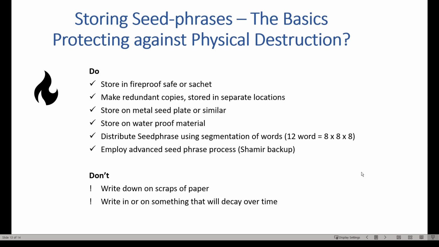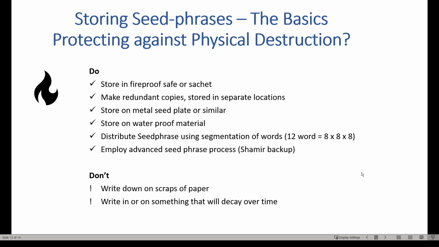We've already talked about distributing your seed phrase using segmentation. If you split up your seed phrase and put it with trusted parties in safe locations, it can give you that geographic separation that you need. So if one slice of this seed phrase goes missing, you've got the others to help reconstruct it. You'll see a lot of the things we do carry across to protect against not just one form of risk, but multiple forms of risk.